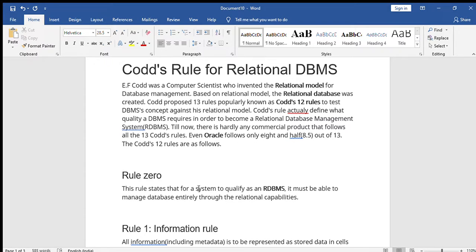Okay, so for the first rule, there is a rule zero, though some people say there is no zero rule. This rule states that for a system to qualify as an RDBMS, it must be able to manage the database entirely through its relational capabilities. It checks this qualification of an RDBMS. For that, they developed one rule called rule 0.